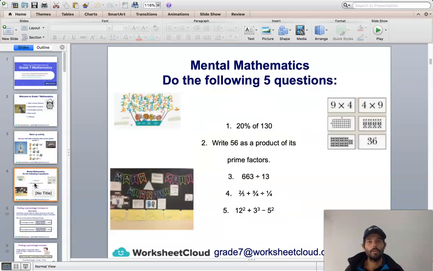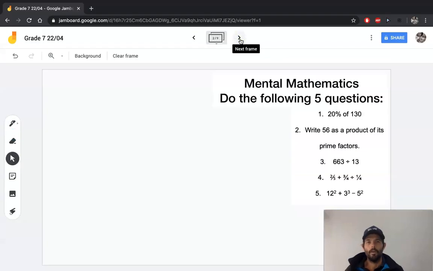Your mental maths questions for today are, as usual, based on previous lessons and some of the work that we've covered. So off you go and do those 5 questions, and then press play to see how well you've done in those. Okay, let's have a look at how you did in those questions. Question number 1 is 20% of 130.